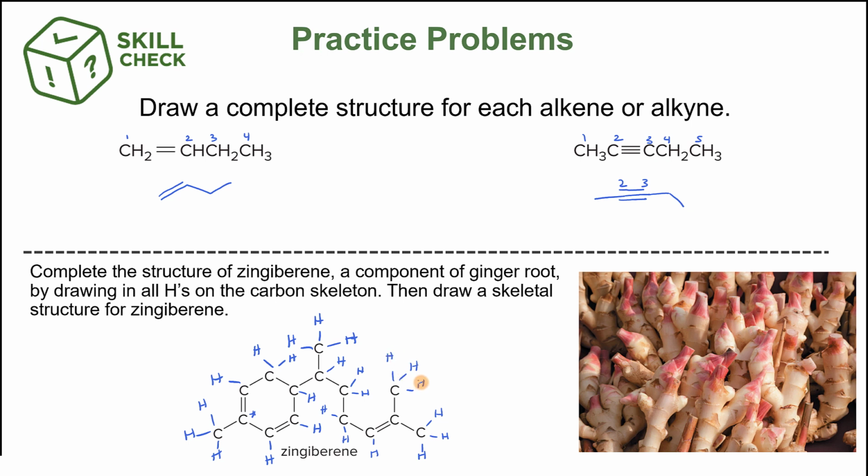All right, so there's all the hydrogens, and to draw the skeletal structure, I have a 6-membered ring. There's a double bond here, here, a CH3. So that's what that one looks like.